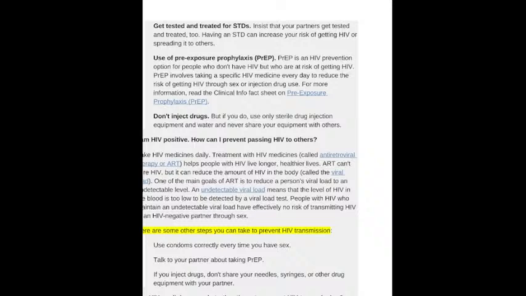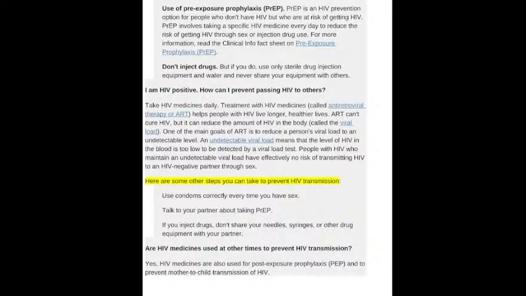Another means is use of pre-exposure prophylaxis. This one is a prevention option for people who do not have HIV but who are at a high risk of getting it. PrEP involves taking specific HIV medication every day to reduce the risk of getting HIV through sex or injection through drug use, or for people who use drugs by sharing syringes and the like. For more information, if you want to get details on pre-exposure, you can follow the link provided there.